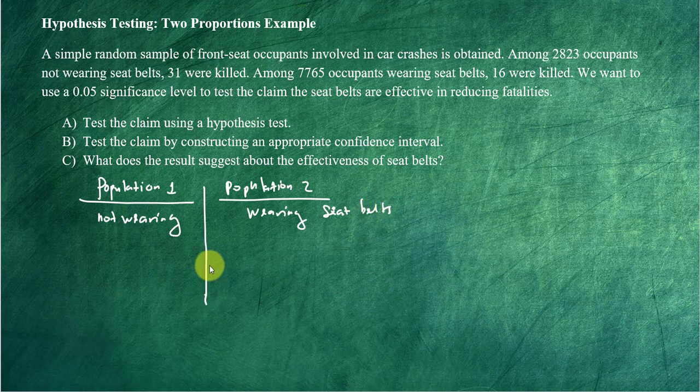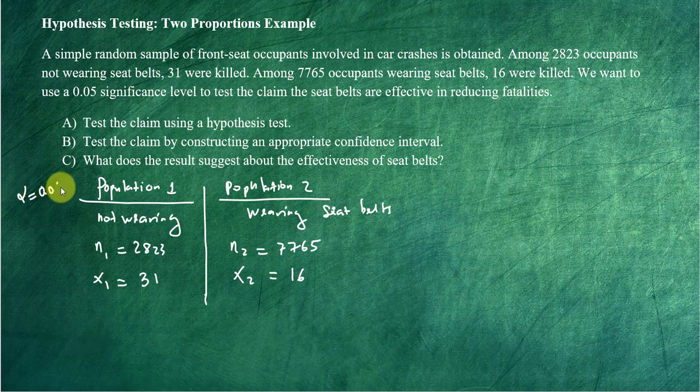We see right here for not wearing, we have the sample n1, 2,823, and 31 were killed, that is x1, 31. And then for the other population, n2, we have 7,765 wearing the seat belts, and only 16 were killed, that is x2. So this is what's given to you. And alpha, the level of significance, is 0.05.